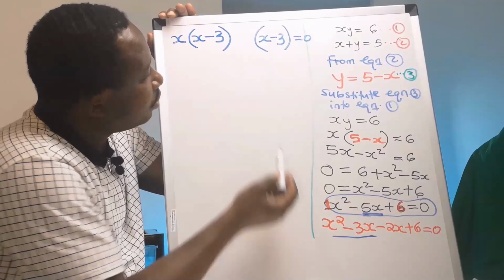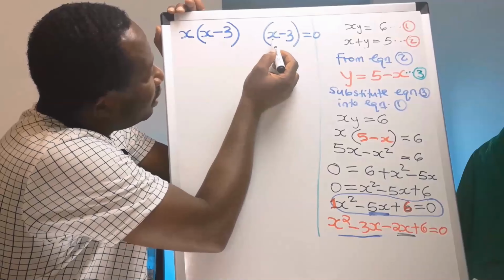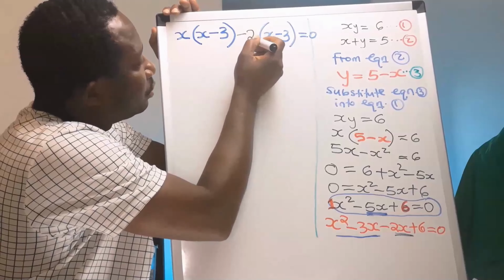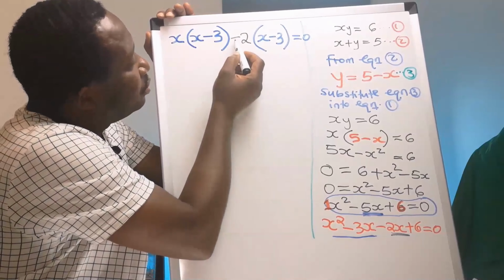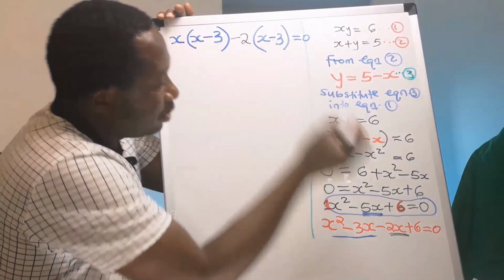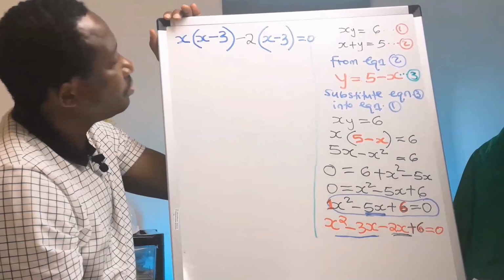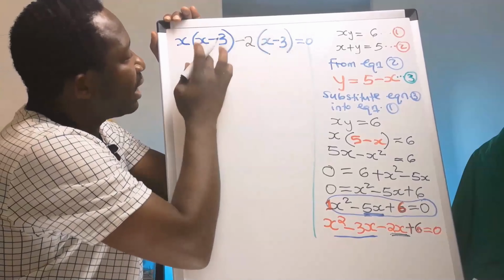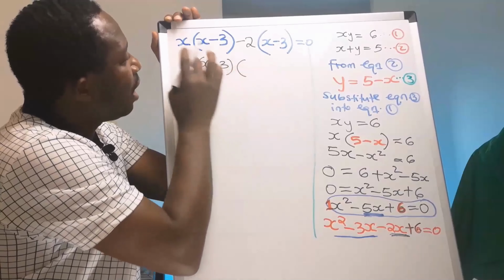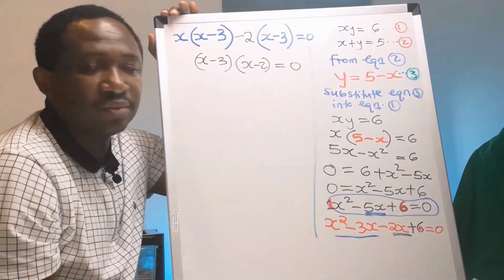Next, I will consider this third term. What will I put here? If I multiply with this x, I will get minus 2x. It is minus 2. Minus 2 times x will give you minus 2x. And minus times minus will give you plus. 2 times 3 will give you 6. Next, these two brackets are the same. So I will take x minus 3 in bracket. I will take what is outside, which is x minus 2, is equal to 0.